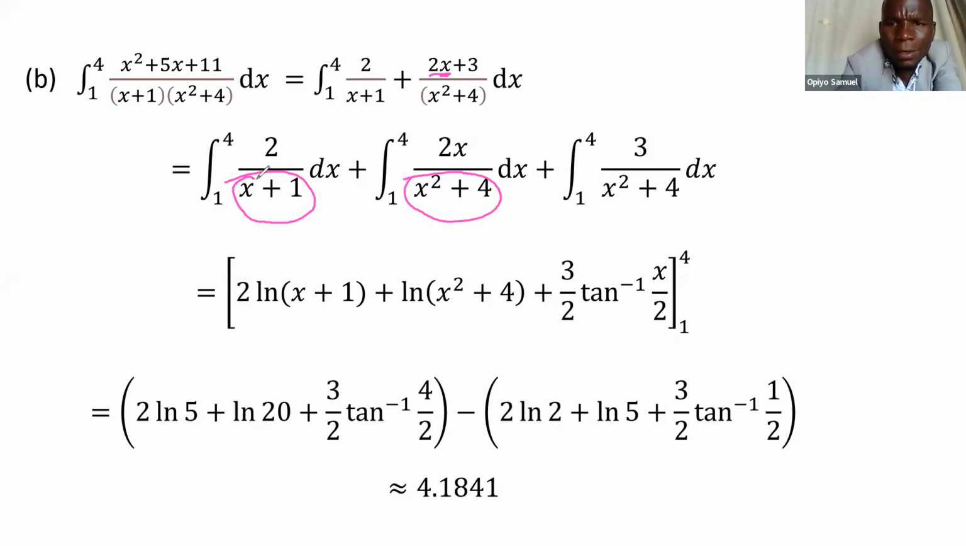But this other part takes you to inverse trigonometrical functions. Let me illustrate how 3 out of 2 tan inverse of x over 2 has come about. That's what I'm going to illustrate before we can proceed. Let me write still on this space. We want to work on this part.